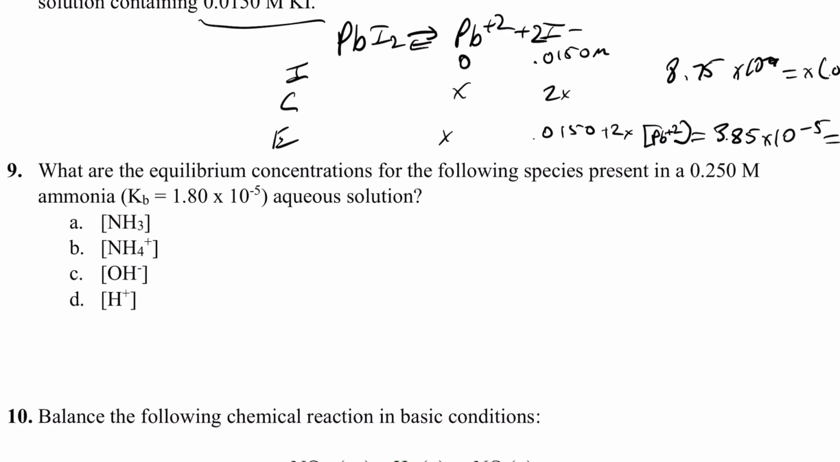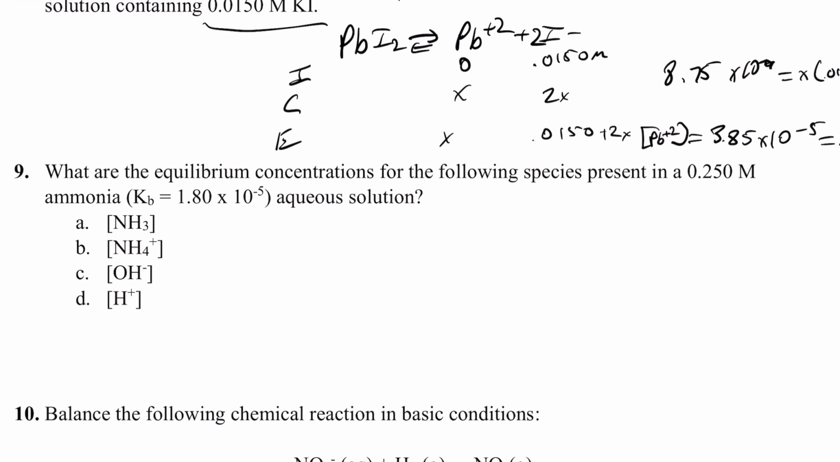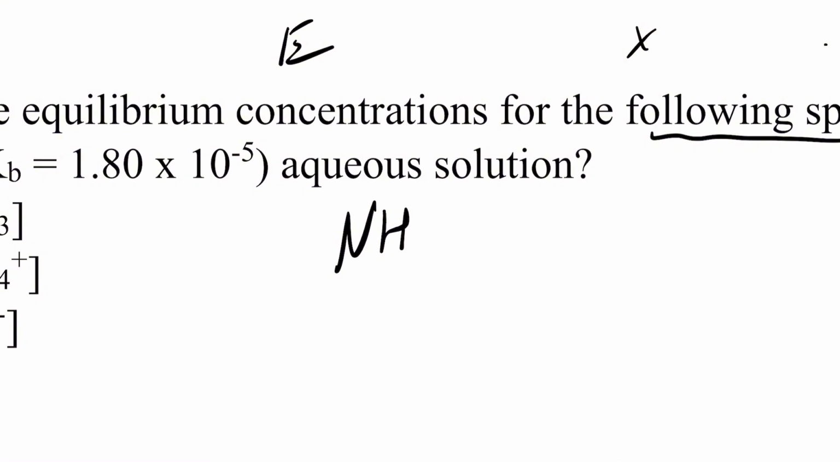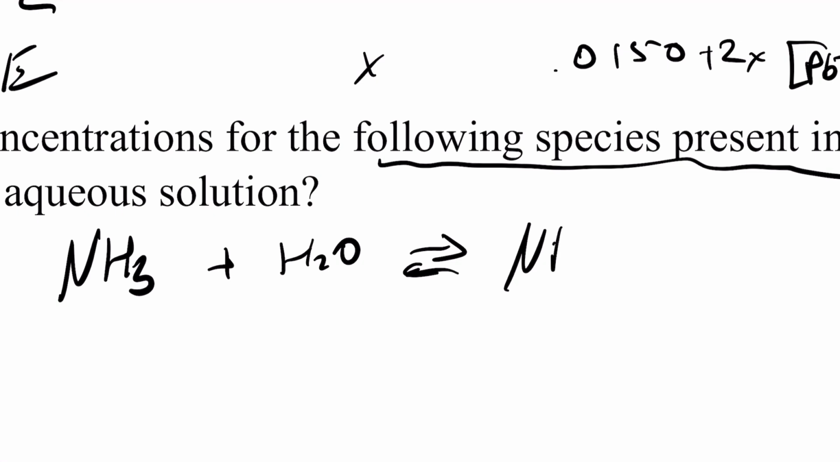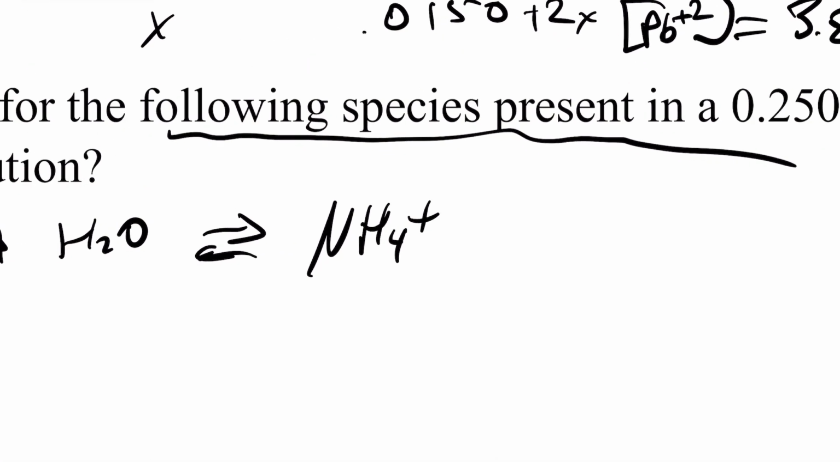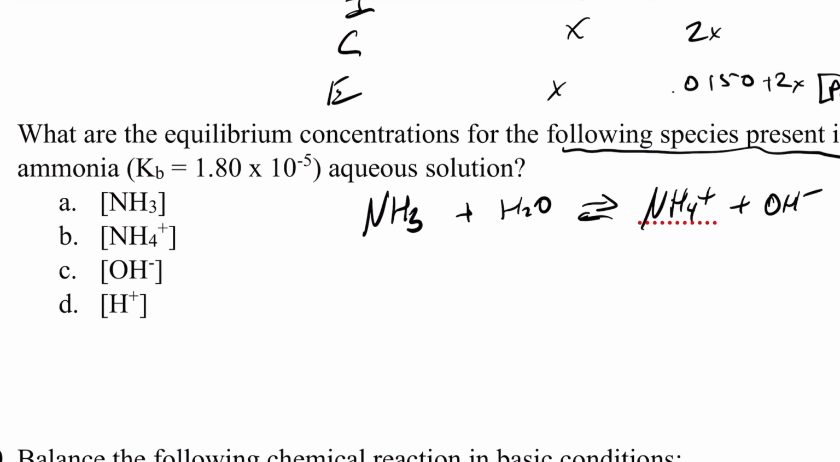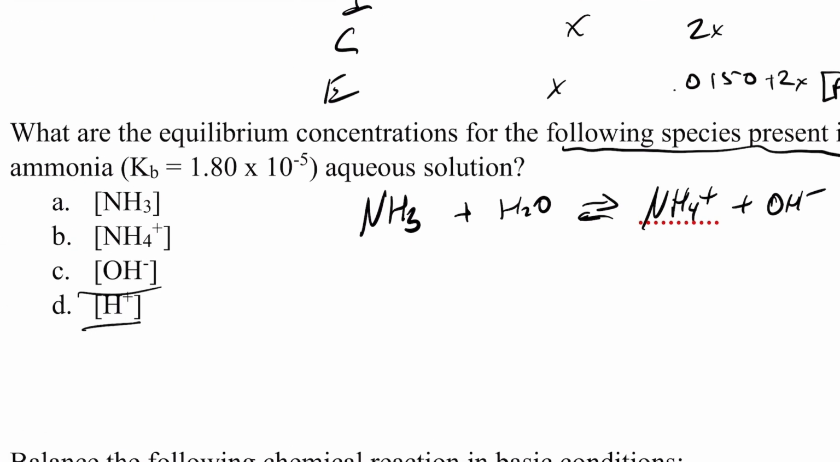Okay. Continuing, now we're going to find the equilibrium concentrations for the following present in 0.250 ammonia, right? Ammonia plus H2O yields ammonium. Ammonium. I always think it's like some Harry Potter thing. Okay, anyways. OH minus. So you got H plus, you got OH minus, you got ammonium, and you got that.